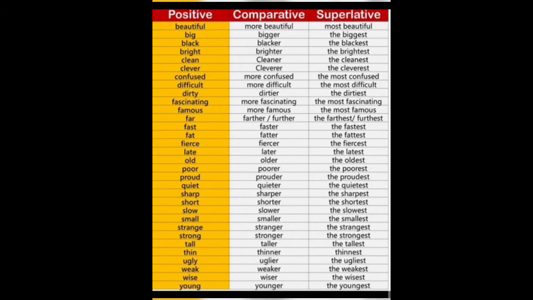Tall, taller, the tallest. Thin, thinner, the thinnest. Ugly, uglier, the ugliest. Weak, weaker, the weakest. Wise, wiser, the wisest. Young, younger, the youngest.